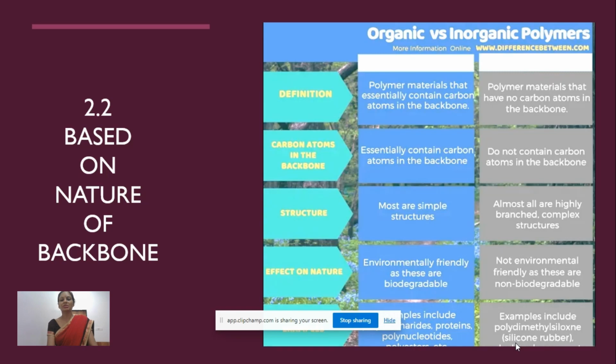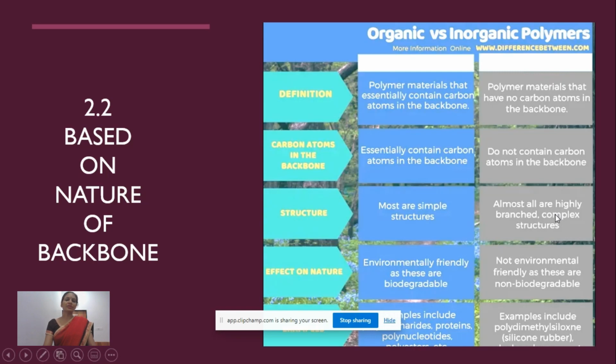Organic polymers, most are simple structure. Inorganic polymers, all are highly branched, meaning they have a three-dimensional, branched structure. Then, organic polymers are environmentally friendly, they are biodegradable. Inorganic polymers are not environmentally friendly as they are non-biodegradable. So these are the differences between organic and inorganic polymers.